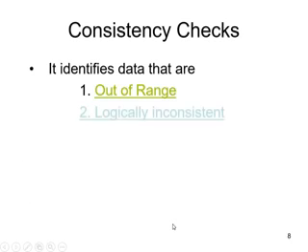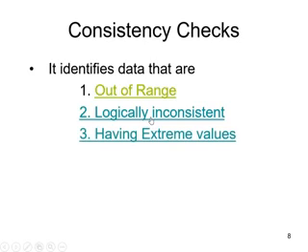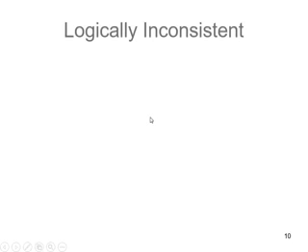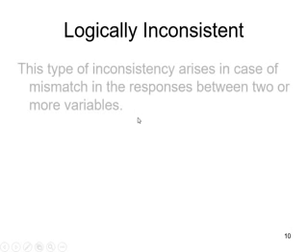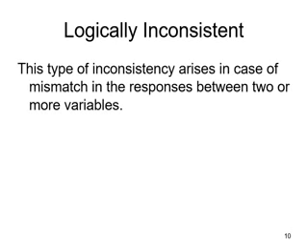We go to consistency checks, and now we look at the next option, that is, logically inconsistent data. Logically inconsistent data actually comes into existence because of mismatch of responses in two or more variables. That is, one variable's response is related to the response to the other variable.